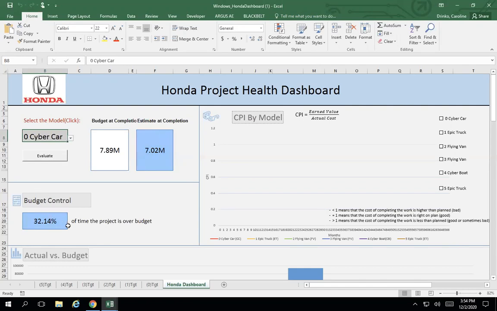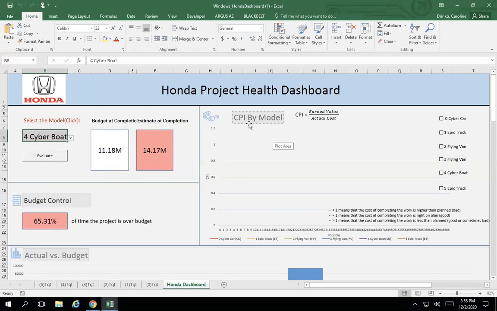And down here, you can see that the percent of time that project is going to be over budget is only 32.14. Because these numbers are relatively healthy, that's going to show up in blue. But when we look over here at the Cyberboat, that's going to be red because the costs to complete are going to be above budget and the percentage of time the project is over budget is a little bit higher.